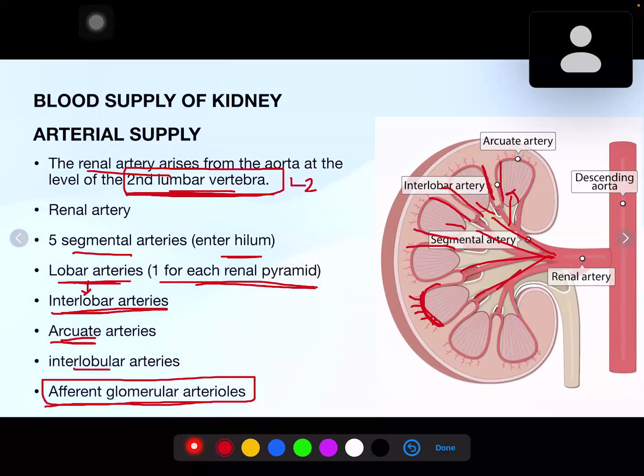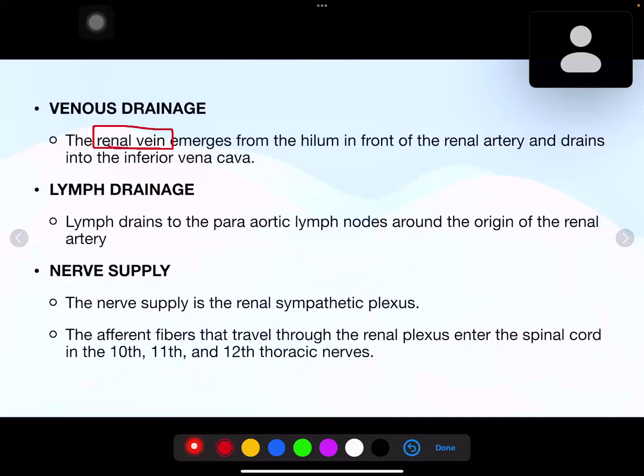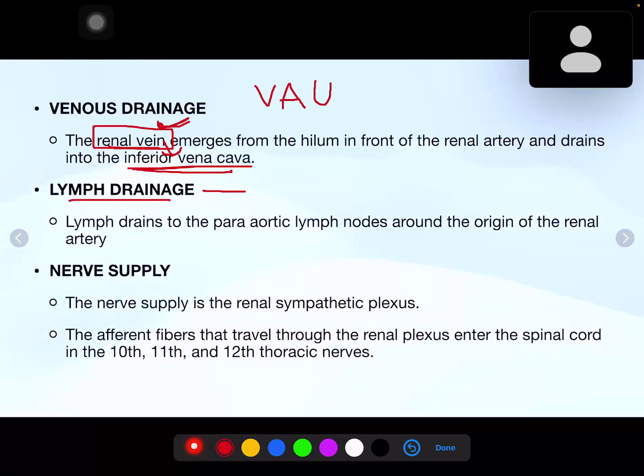Now the venous drainage, you all know that the renal vein, the renal artery was arising from the aorta. So the renal vein will be corresponding to the artery, and it will be going into the inferior vena cava. Okay, so again, the relation of hilum, you can remember like this: VAU, the vein would be anterior to the artery. Now the lymph drainage is very, very easy to remember. Lymph drainage and venous drainage would all be linked to the artery.